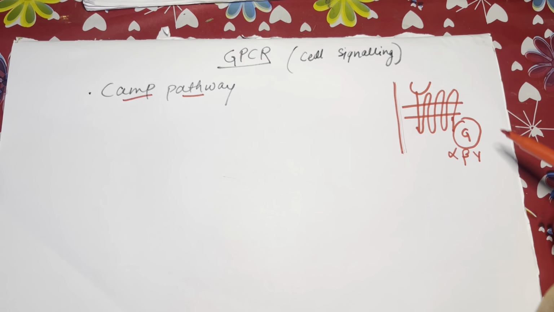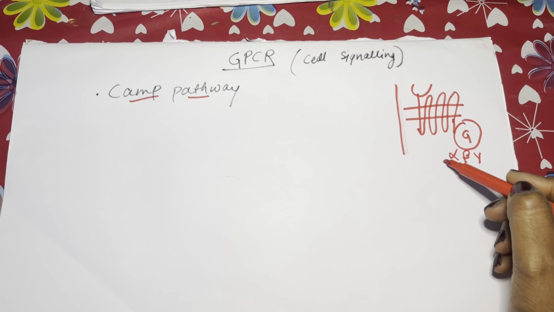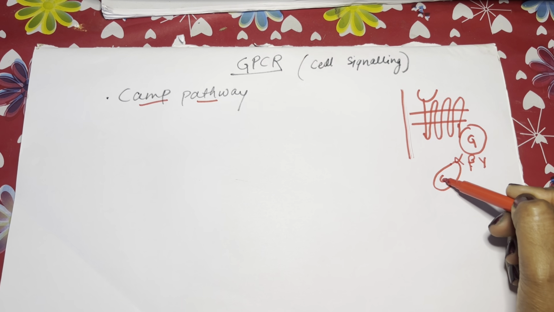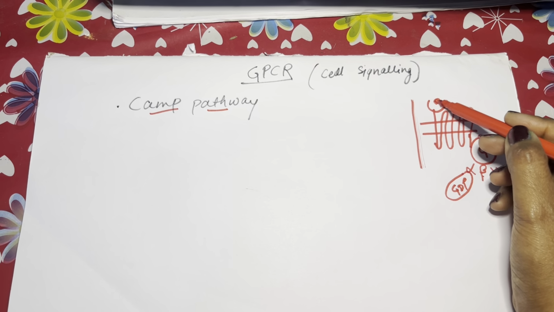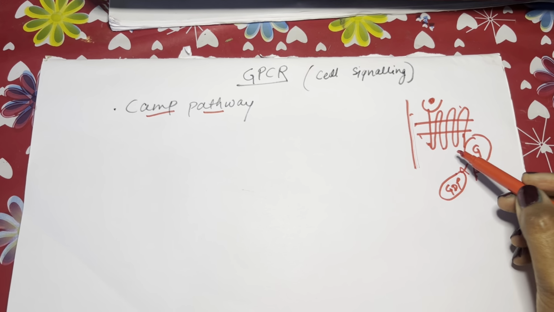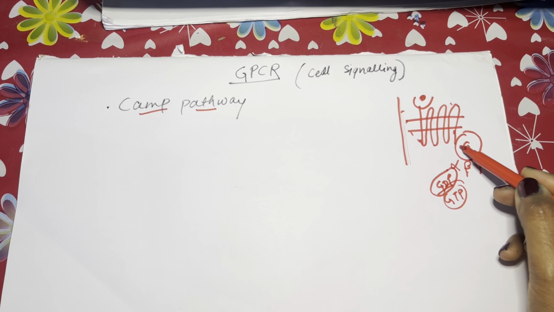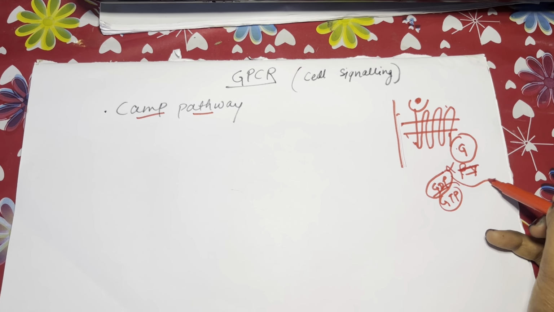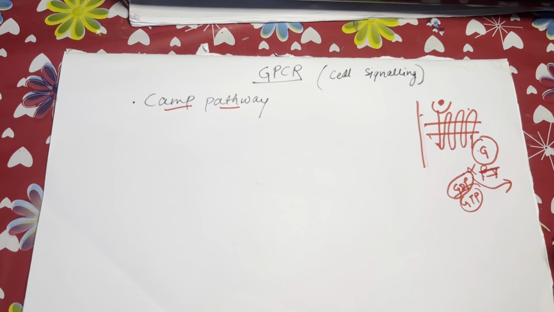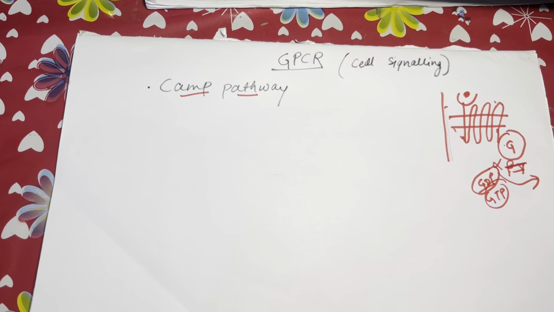When there is no ligand, then the alpha subunit is bound to beta and gamma subunit. Also, there will be GDP bound to the alpha subunit when there is no ligand, and when there will be ligand, the receptor will be active, and instead of GDP, GTP will bind to the alpha subunit, and alpha subunit will detach from beta and gamma, and alpha subunit will continue the process. So with the help of cAMP pathway, let us understand this better.